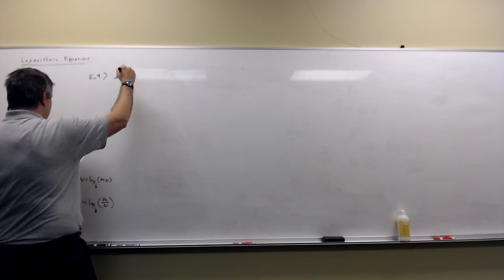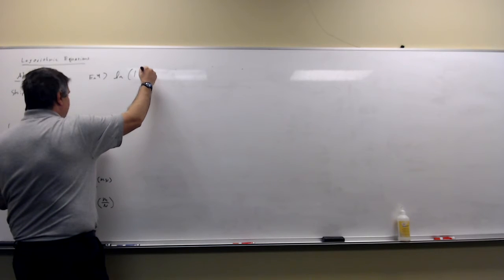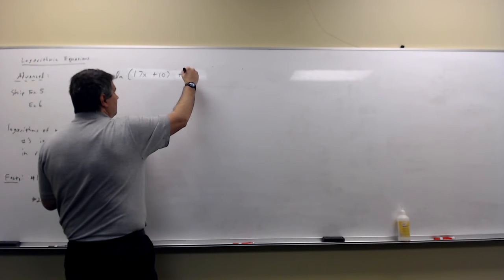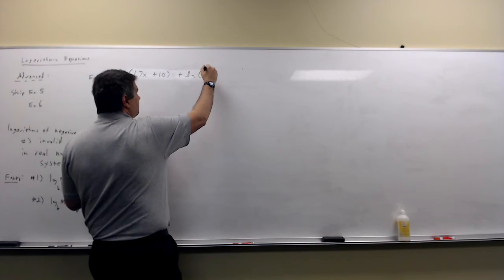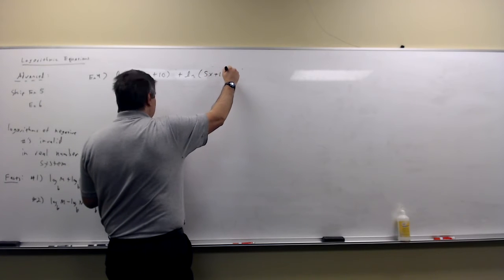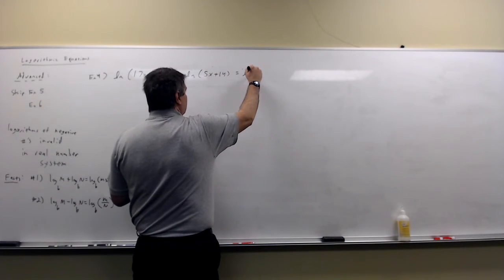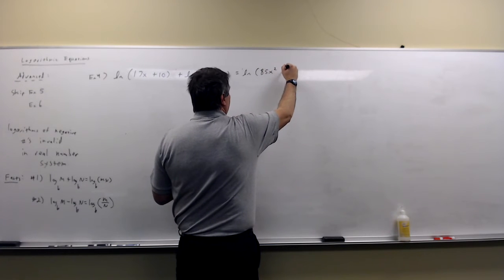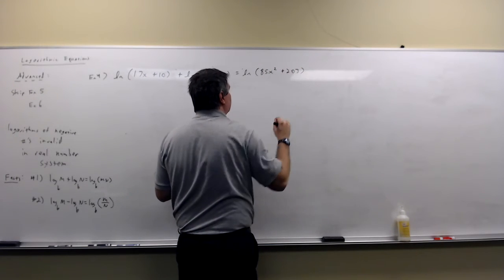Natural log of 17x plus 10 plus natural log of 5x plus 14 equals the natural log of 85x squared plus 203.